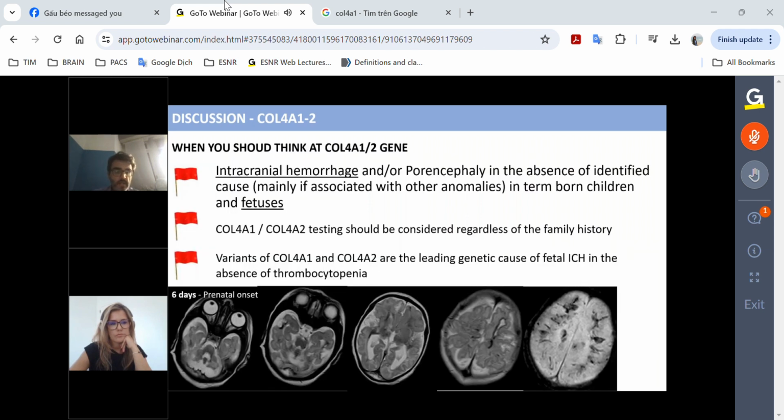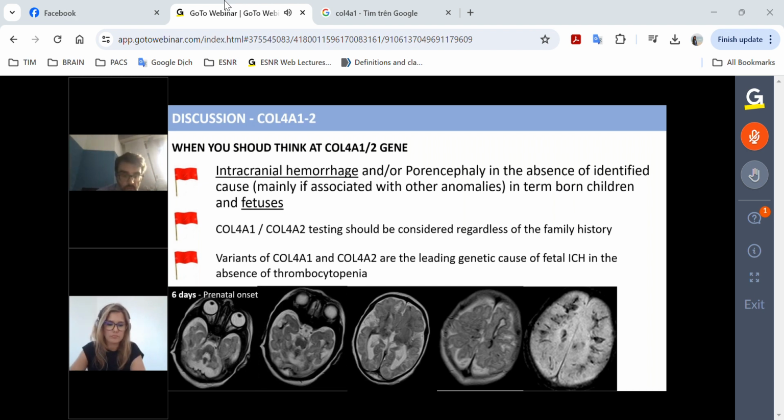So finally, when should you think of the COL4A1 gene, or A2? When you have an intracranial hemorrhage or porencephaly in a term-born or in a fetus, and when you have excluded any other causes, and in particular you don't have a thrombocytopenia.